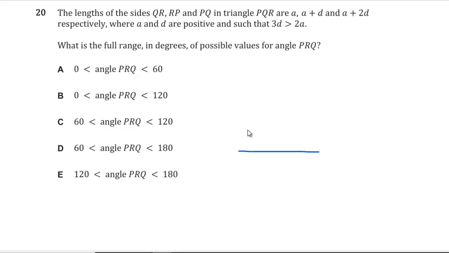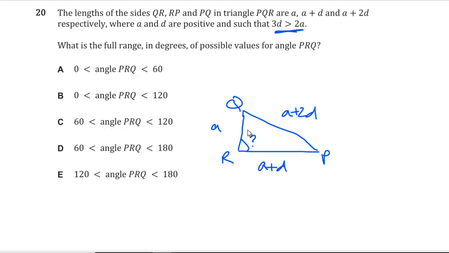So let's do a side there, a shorter side, and I think that's meant to be the long one that I've done there. So let's say that one's a, that one's a plus d, that one's a plus 2d. So the one that's a is QR, so that's Q, that's R, that's P. That fits: QR is a, RP is a plus d. Yeah, okay, so I've got the drawing. Then I've got this inequality. What is the full range in degrees of possible values for PRQ? So I want this angle. What can that possibly be?